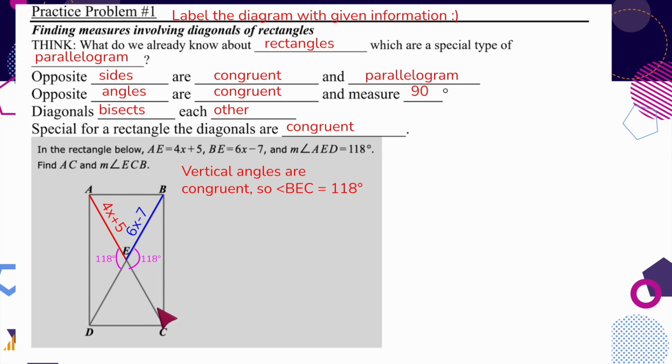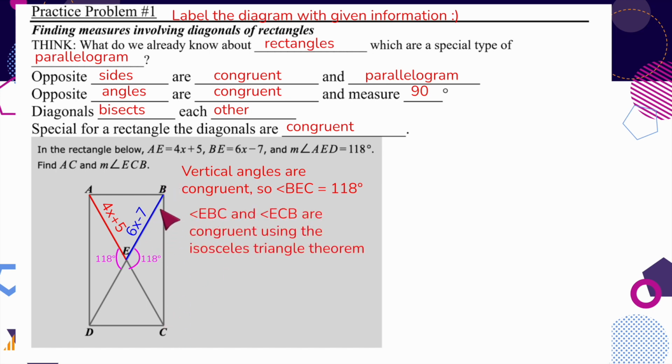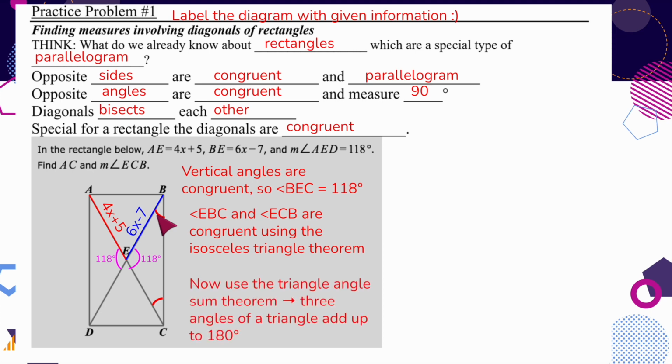The other thing I can do is that angle EBC, this top angle, and angle ECB, the one I'm actually looking for, this bottom one, are going to be congruent. I know that because of the isosceles triangle theorem. If two sides are congruent, then the angles opposite those sides are also congruent. So I know these two angles are congruent. Now I've set myself up so I can use the triangle angle sum theorem.